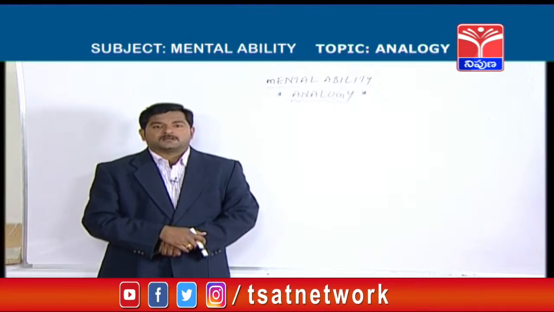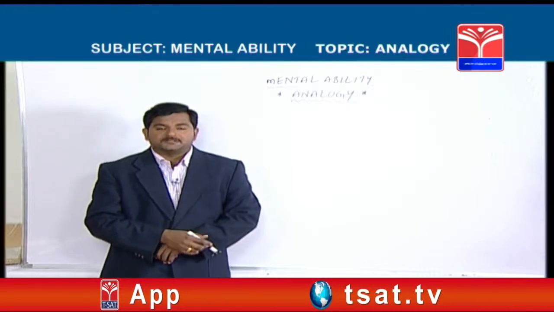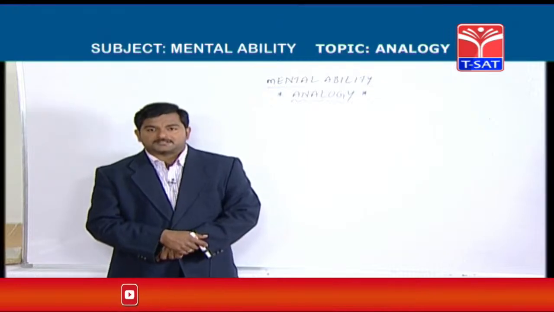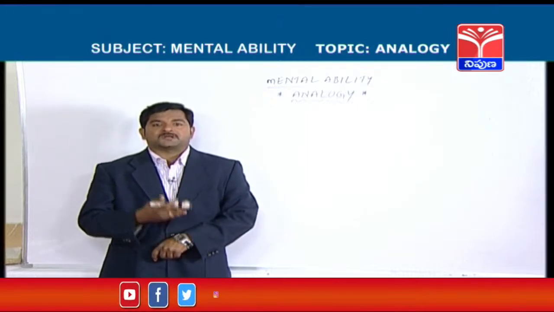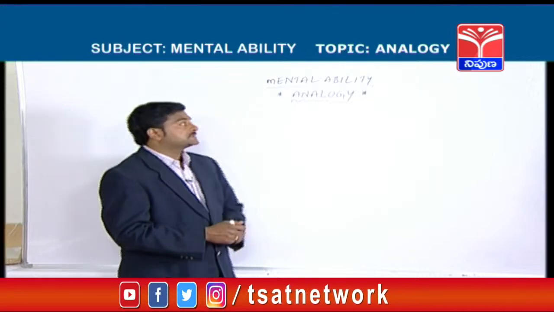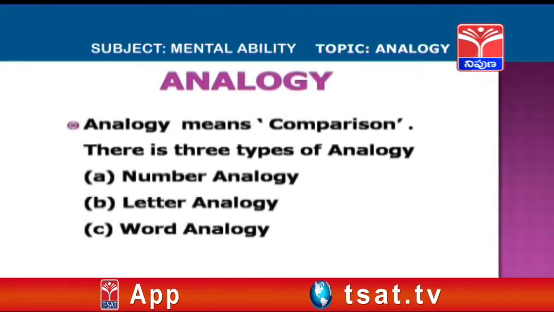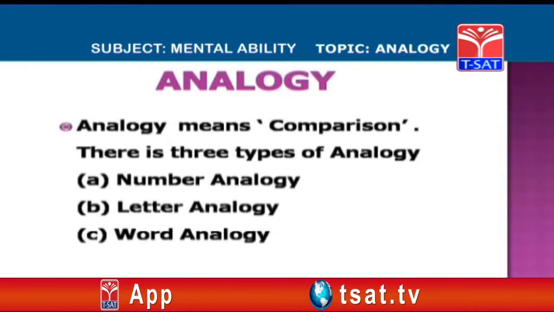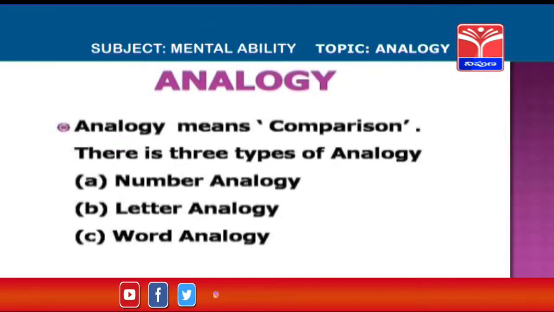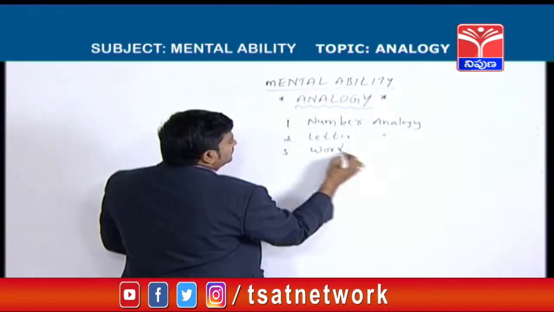Analogy is actually of three types. One is number analogy, second one is letter analogy, and third one is word analogy. Now about these three types of analogy we will discuss with examples in detail. Once again, analogy is of three types. Type 1 is number analogy, type 2 is letter analogy, and type 3 is word analogy.